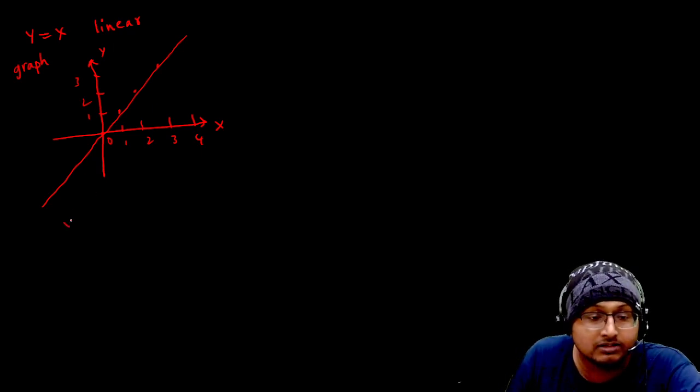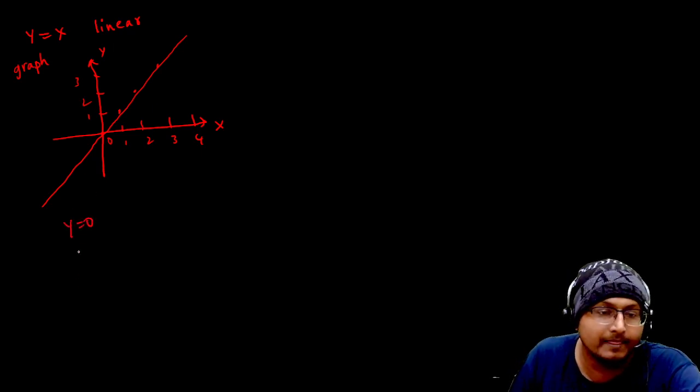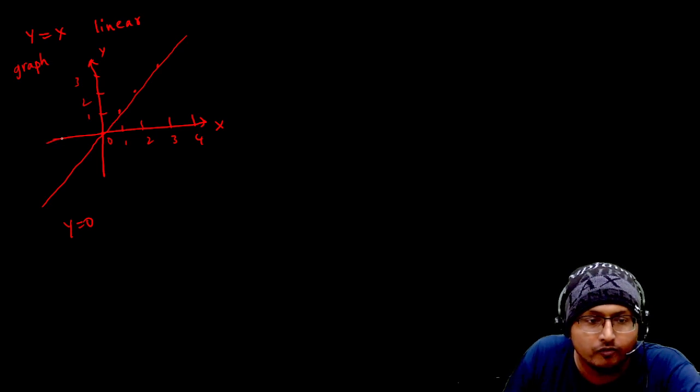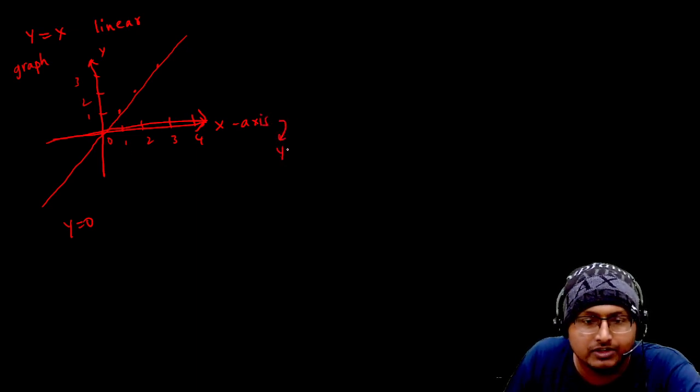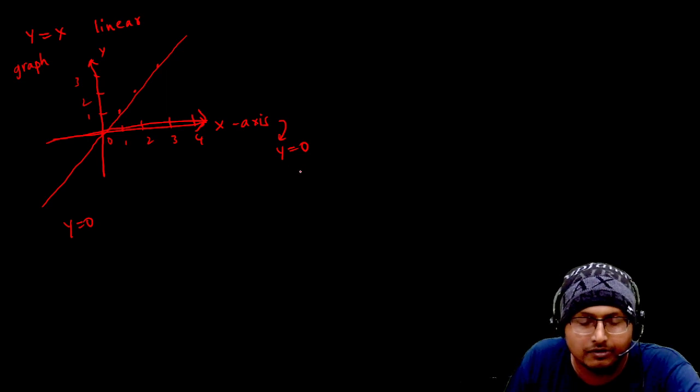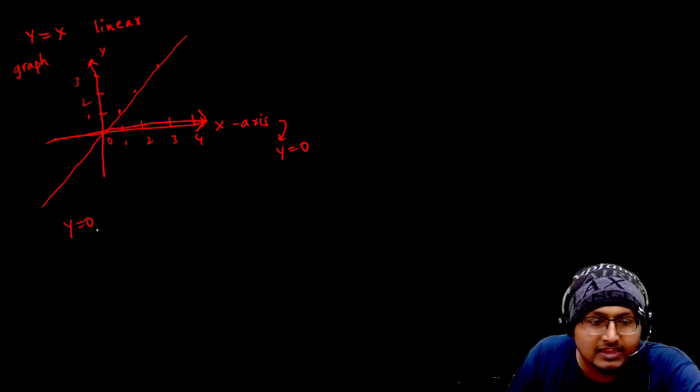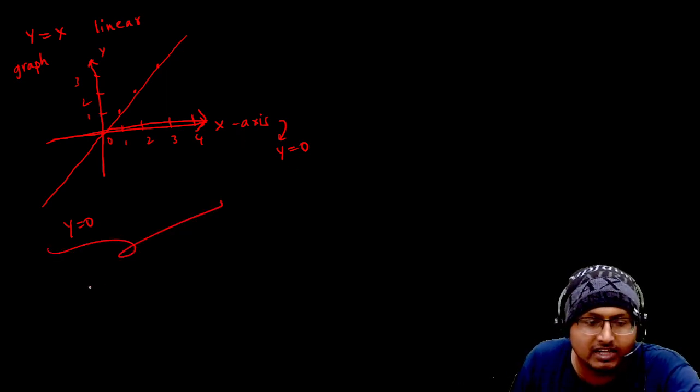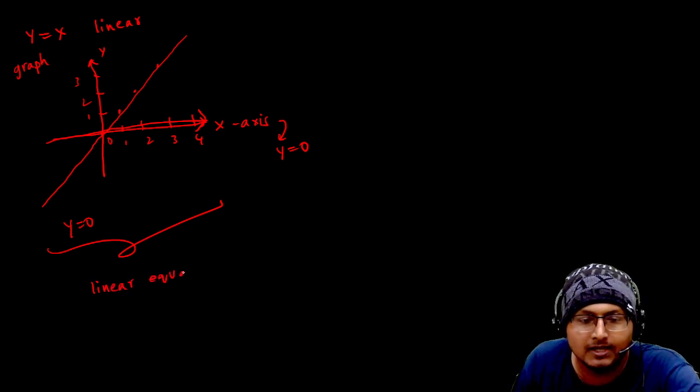So what does y equal to 0 mean? Do you know what y equal to 0 represents? The x-axis. On the x-axis, all these points have y equal to 0. Yes, y equal to 0. This is the graphical representation of a linear equation.